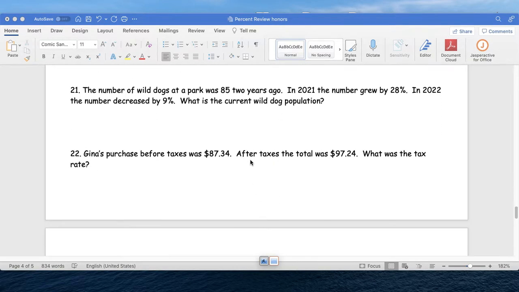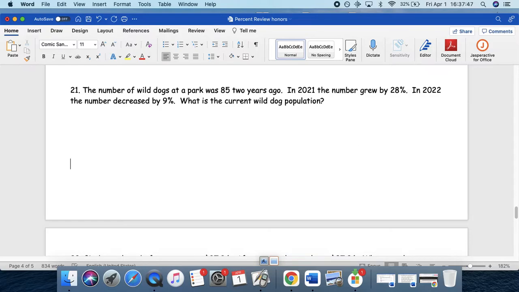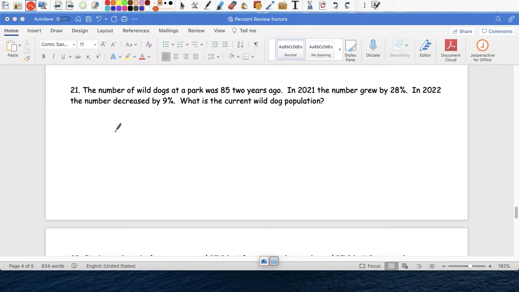21. Wild dogs. The number of wild dogs at a park was 85 2 years ago. In 2021, the number grew by 28%. In 2022, the number decreased by 9%. What is the current wild dog park population? Okay, so let's do it the quick way. We know there were 85 dogs. If it grew by 28%, it's 1.28, right, for that year.